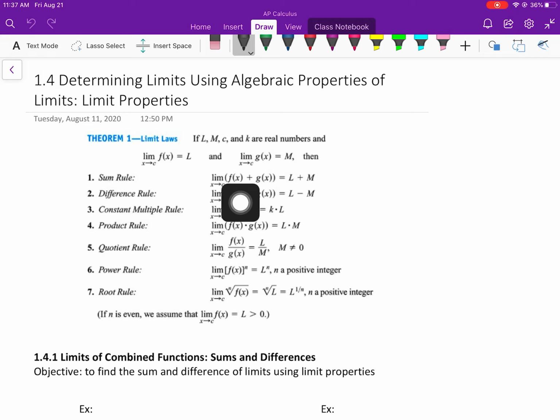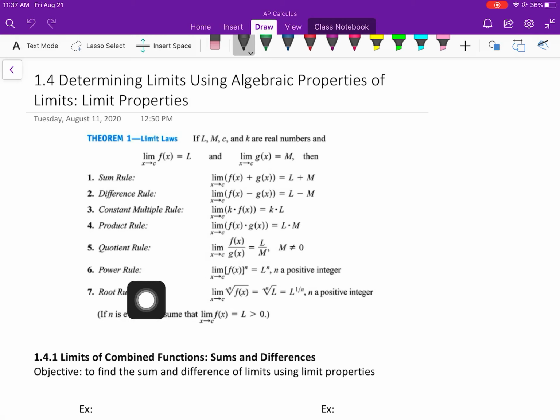So let's just talk about the sum rule. If you have the limit of the sum of two functions, you could just add the two limits together. Same thing with the difference: you can just subtract the two limits. The constant multiple is actually an important one. It carries over into some of the other topics like derivatives. The idea is you can just bring that multiple out to the front, find the limit of f of x, and then multiply it by k.